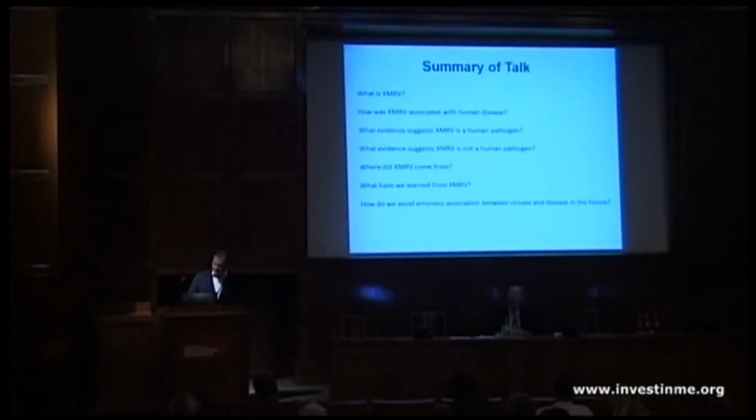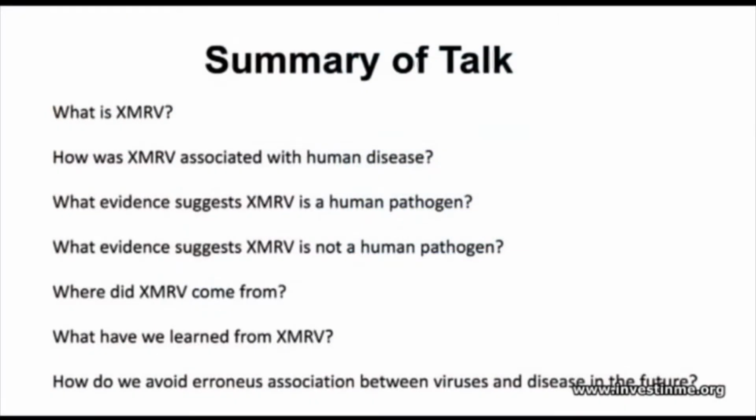So today I'm going to discuss what XMRV is. I'm going to discuss what evidence suggested XMRV was a human pathogen and what evidence suggests that it's not, in fact, a human pathogen. Where did it come from and what have we learned from this story? And can we avoid erroneous association between pathogens and disease in the future?